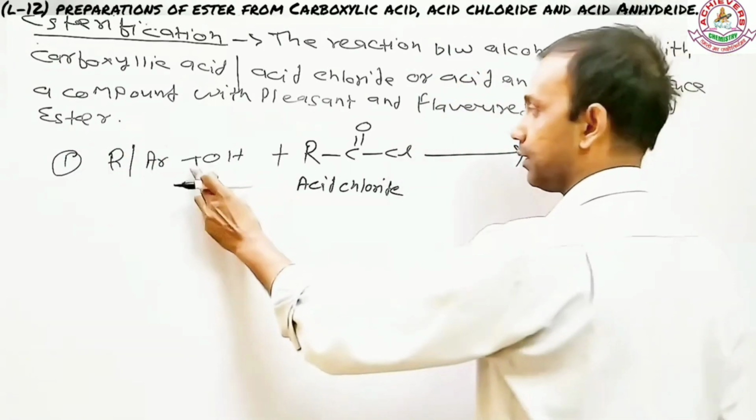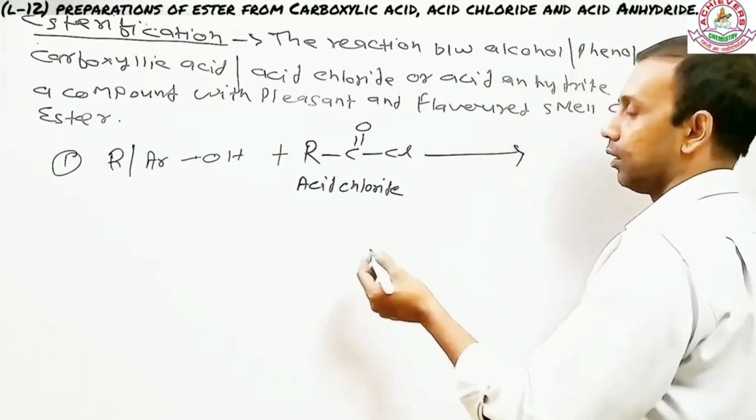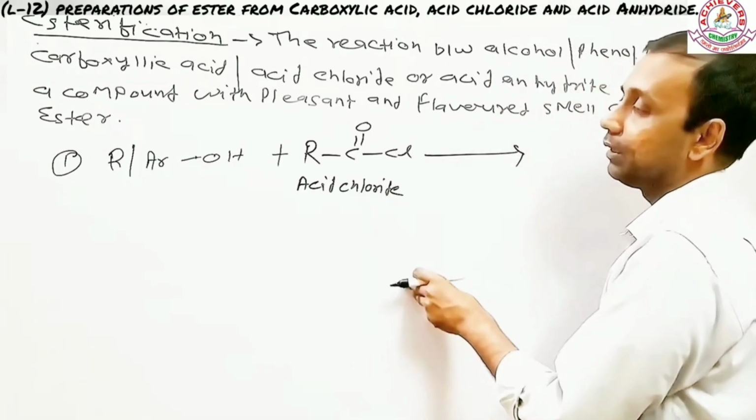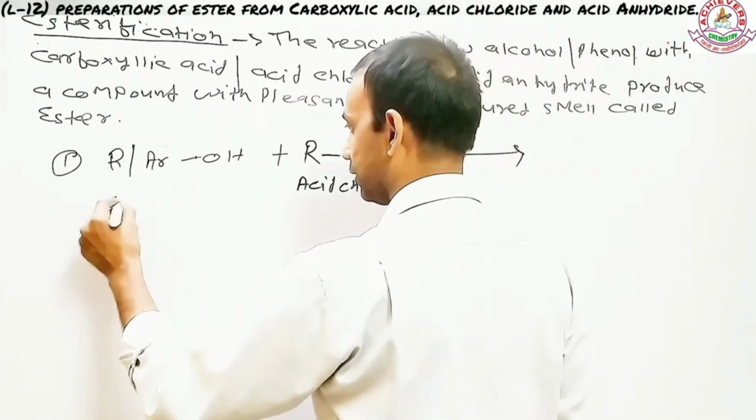What happened here? The acid chloride is a weak acid. However, alcohol and phenol is a strong acid.